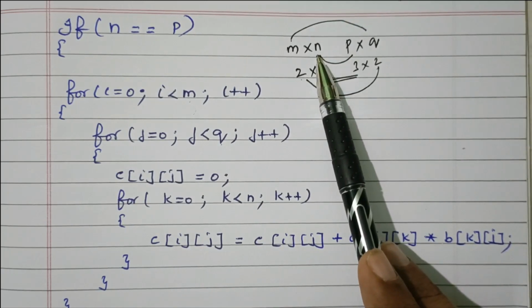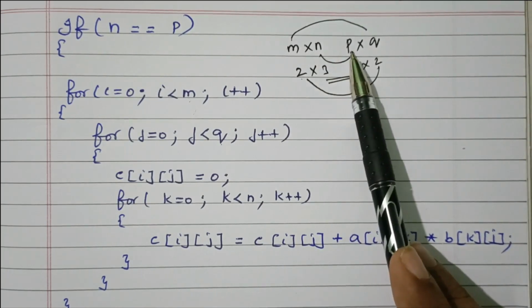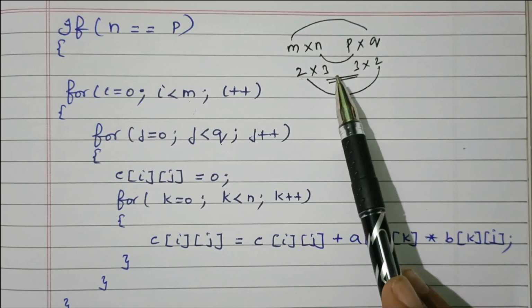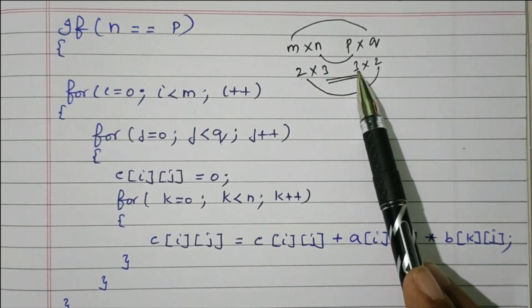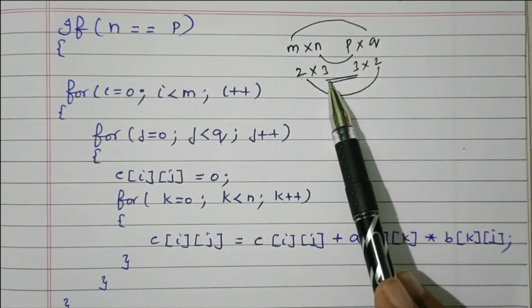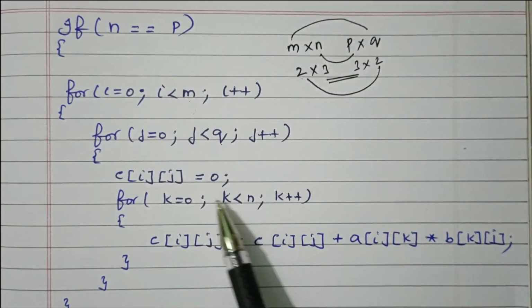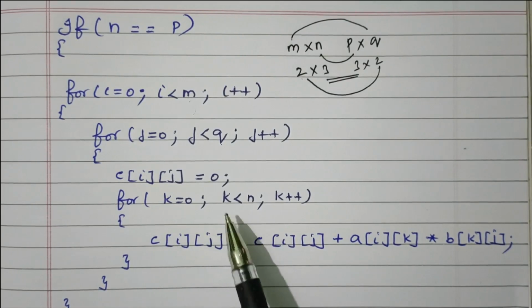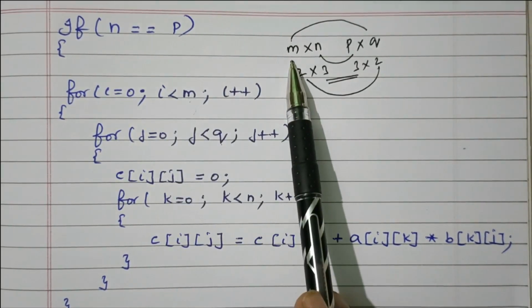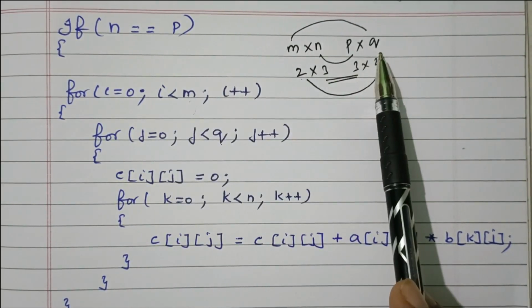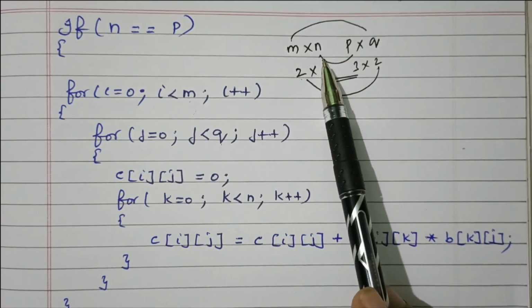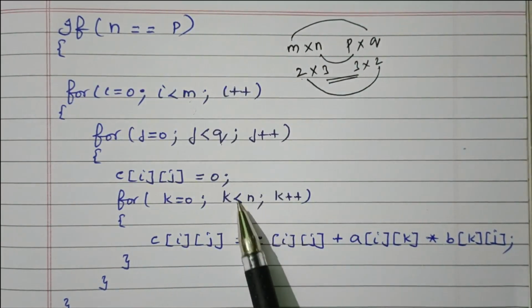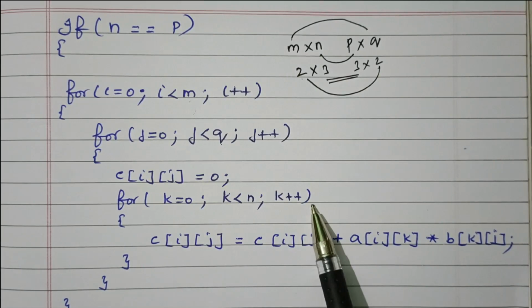Right? The column size of the first matrix and the row size of the second matrix will decide. 3 means here 3 elements are available, here also 3 elements are available. We need to perform 3 times. So here we are using n, right? The k is used as n, i is the m, this j is q, k may be either n or p, so that we perform 3 times. So it is very clear, right?